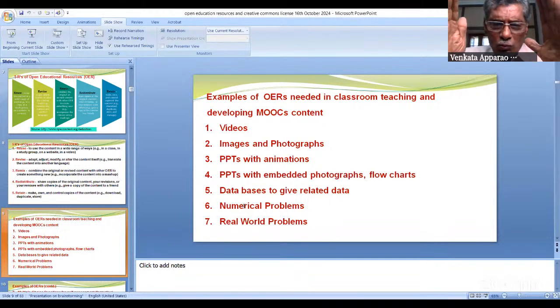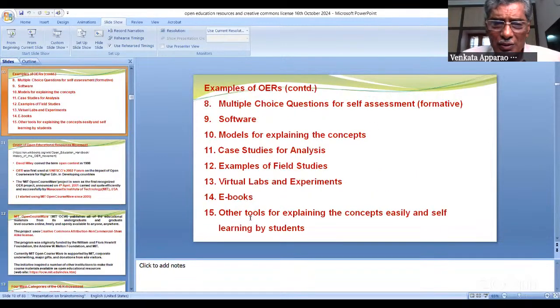So what are the examples of OERs? You have videos, images and photographs, PPTs with animations, PPTs with embedded photographs, flowcharts, databases to give related data, numerical problems, real-world problems, multiple choice questions for formative self-assessment, free and open source software, models for explaining the concepts, case studies for analysis, examples of field studies, virtual labs and experiments. You can make the best use of the virtual labs and experiments.